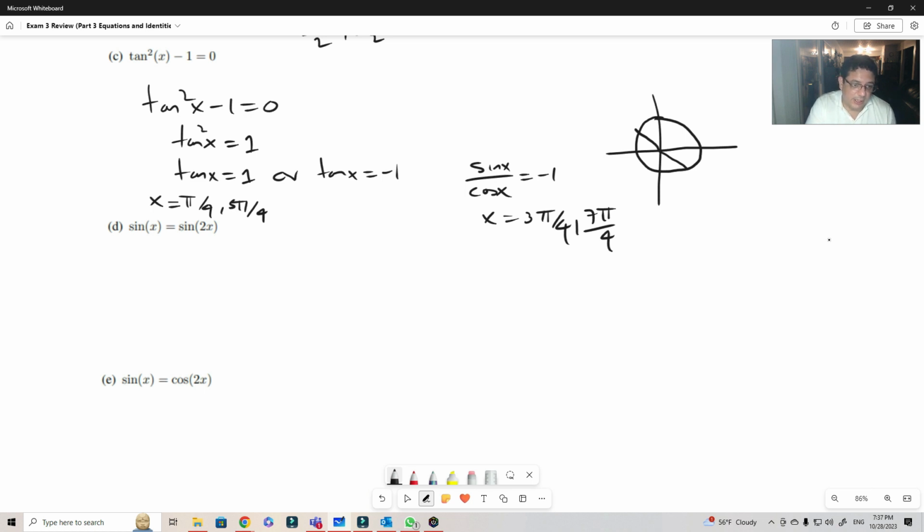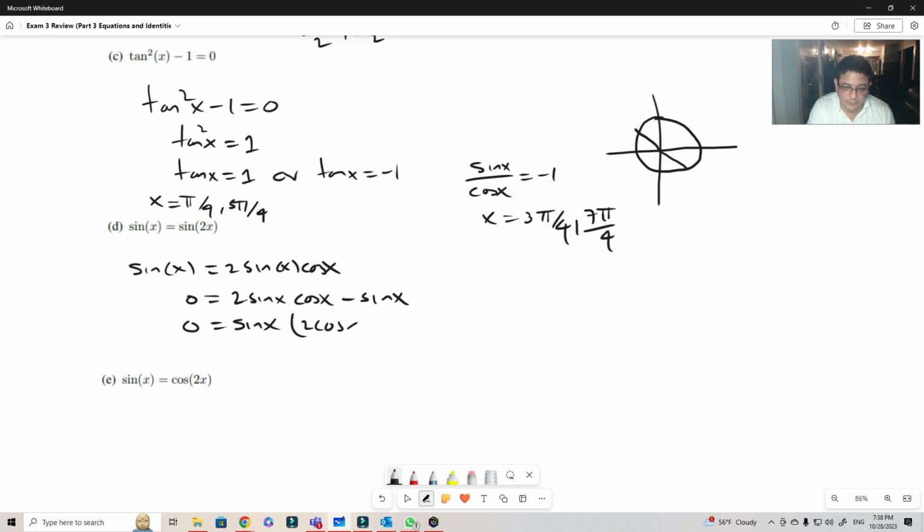Now for D, it's very similar to B. We have a double angle identity. So what we do is we decompose this with the double angle identity, just in terms of sine and cosine. Then after that, we can move sine to the other side. And then we can factor sine again. So we get sine of x times 2 cosine of x minus 1 equals 0. And that's going to give me two equations. Sine of x is equal to 0, or cosine of x is going to be equal to 1/2.